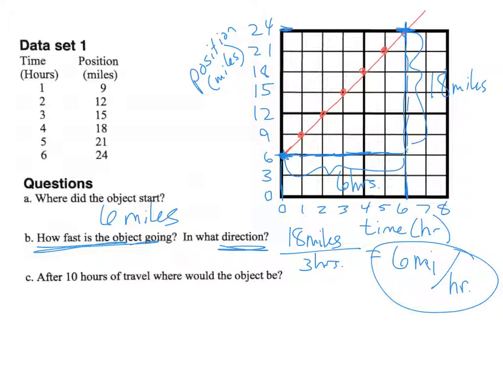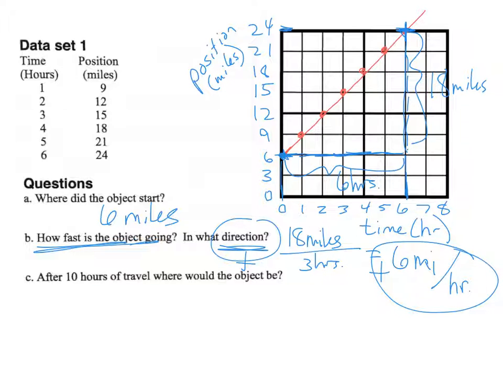Now, what direction? Remember, direction is the way that the line is tipped, and this is tipped up. That's a positive slope. So this is in the positive direction, okay? Positive direction in 6 miles for every hour, 6 miles per hour.